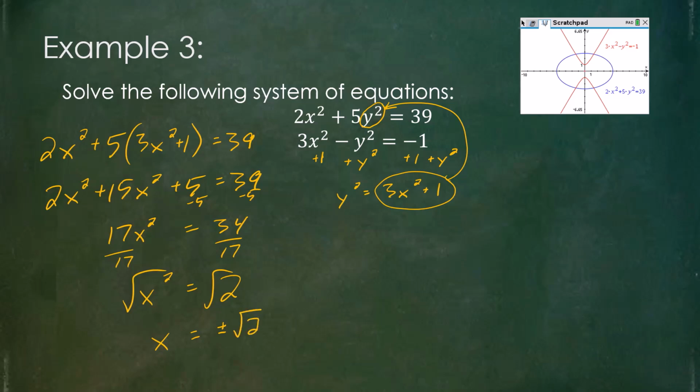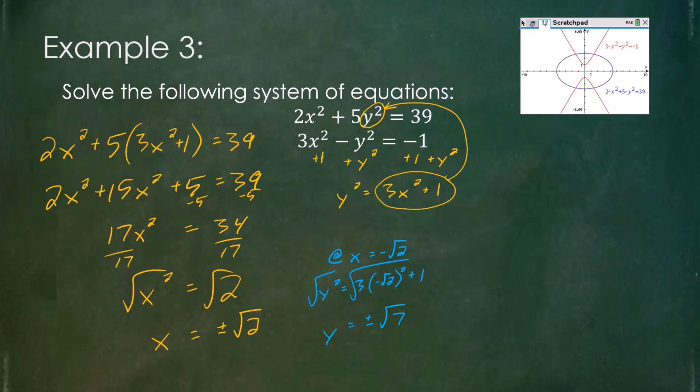From here, we'll have to think of what all the possible pairings are. I've got x equals negative square root of 2, so I'll have at least one solution with that. If I have y squared equaling 3 times this negative square root of 2 being squared, added with 1, I'll end up getting two solutions here as well, because I'm going to have to take a square root of whatever this result is. So y would equal plus or minus the square root of 3 times 2, which is 6, plus 1, so that's going to be the square root of 7.